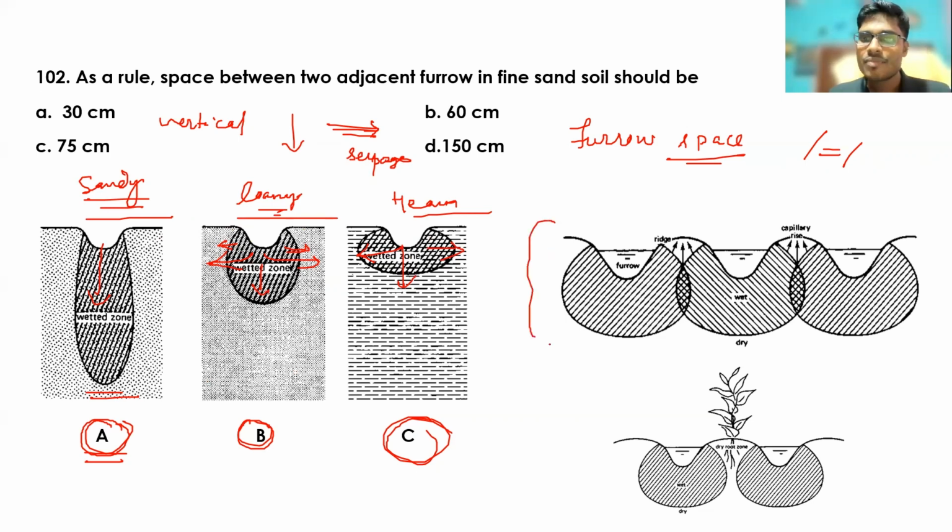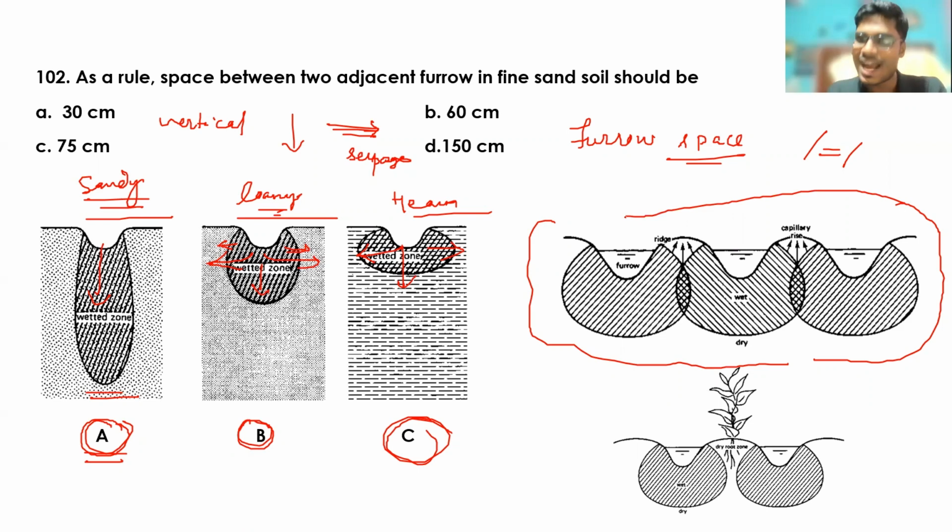Here we can see the optimum spacing between two adjacent furrows. The space between two adjacent furrows should be such that the water distribution overlaps. The water distribution in one furrow should overlap the water distribution of the adjacent furrow, so that when we sow the crop on the top of the ridge, this water will be available to the plant through capillary action.